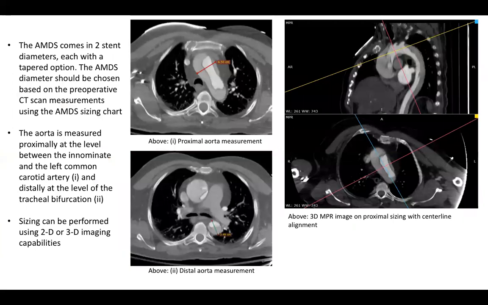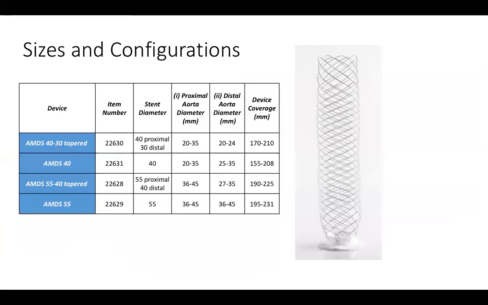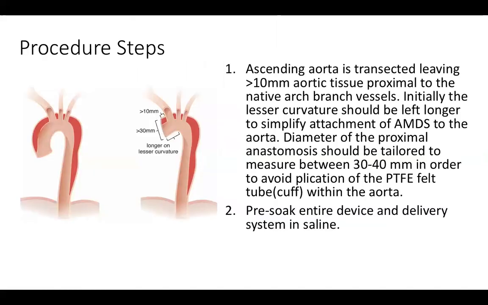Measuring is easy. You really just have to make 2 measurements, and the company recommends measuring the aorta at the level of the innominate and left common carotid, and then once more in the proximal descending aorta. Then you can use this chart to pick your size, and it comes in a tapered graft if the distal aorta is small. Anyways, I won't get into the operative technical details, but suffice it to say that the sizing is relatively straightforward, and as is the intraoperative management of it.